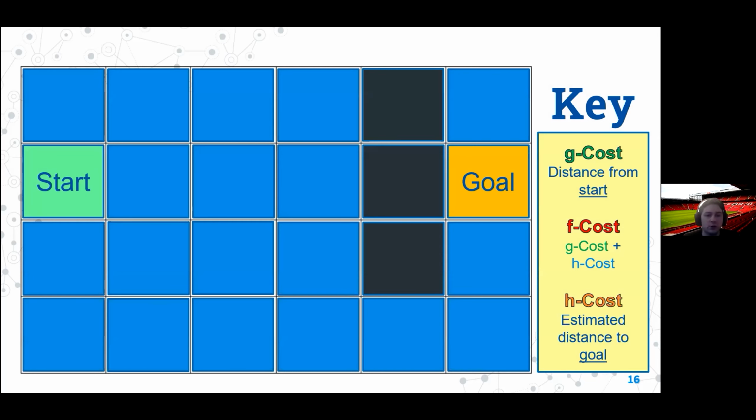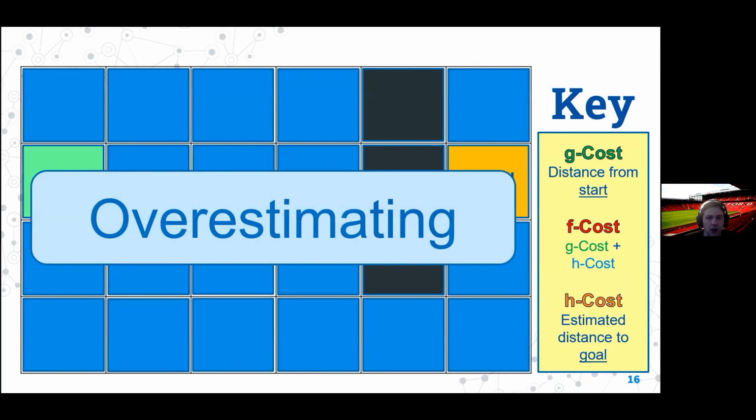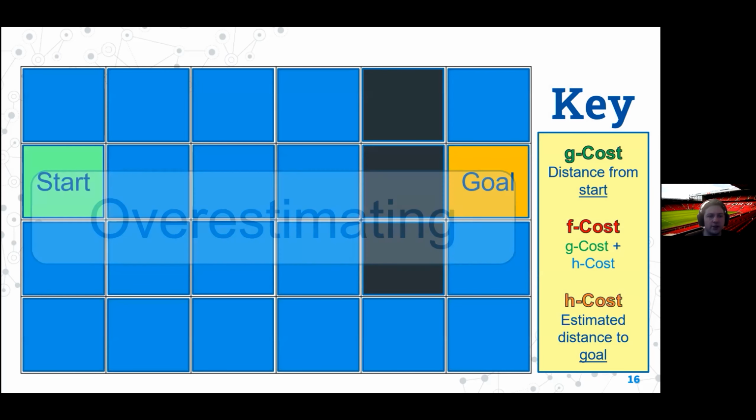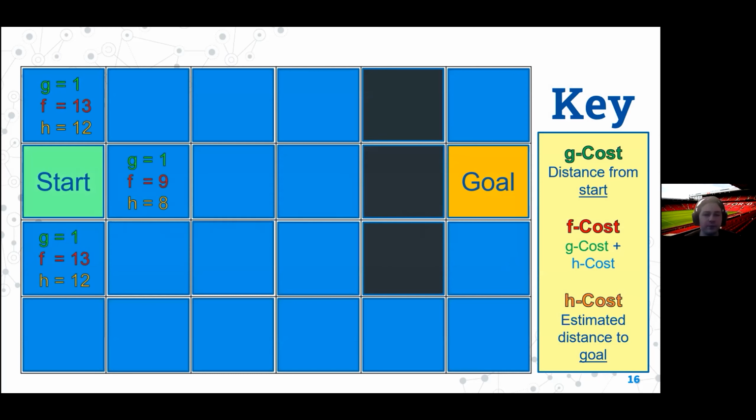So we're at the start. We're going to go through this section quite quickly, so please stick with it. An overestimating heuristic. So here, it's 1, 2, 3, 4, 5 squares to the goal. We have a black wall in the way. And what we've done is we've just doubled the H cost for this one. So we've made the H cost much bigger, which is obviously overestimating.